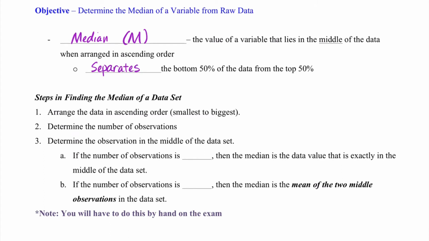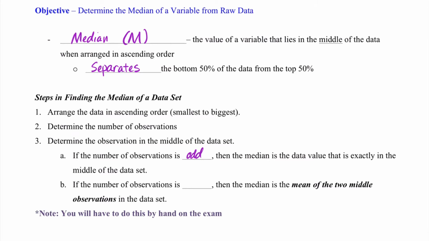The steps in finding the median of a data set you see on your notes, where we need to arrange the data in ascending order, smallest to biggest, determine the number of observations, determine the observations in the middle of the data set, but step 3 we need to elaborate a little bit. First, if the number of observations is odd, then the median is the data value that is exactly in the middle of the data set.